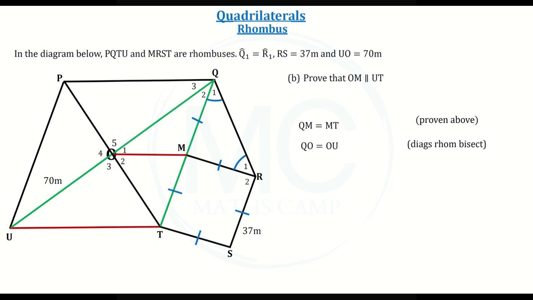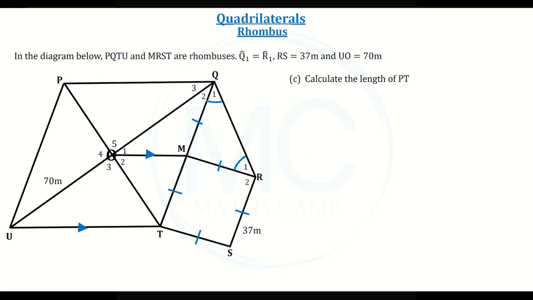Now we've proven that O is the midpoint of QU and M is the midpoint of QT. So from this, we can see that OM must be parallel to UT according to the midpoint theorem. Now let's tidy up our diagram. We can put a small arrow on OM and a small arrow on UT to show that they are parallel.